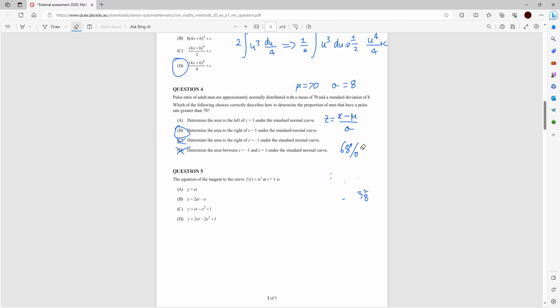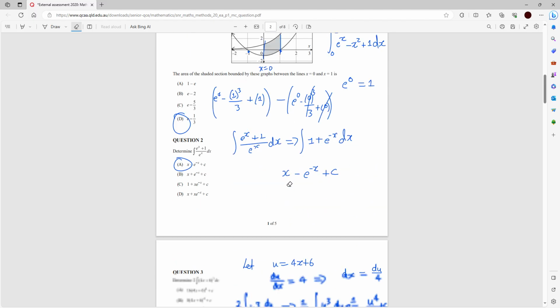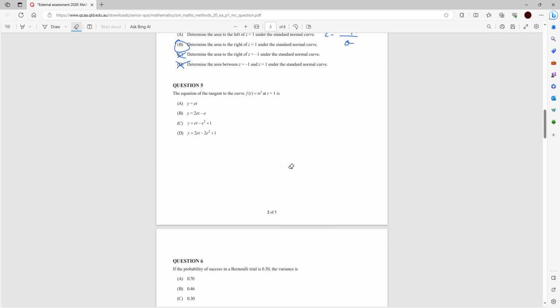Alright, so I'm going to rub this out because I might need some room with this question here. So, as you can see, some multiple choice questions take longer than others, and we're only up to 4 at the moment. Okay, so determine the equation of the tangent to this curve at t equals 1.